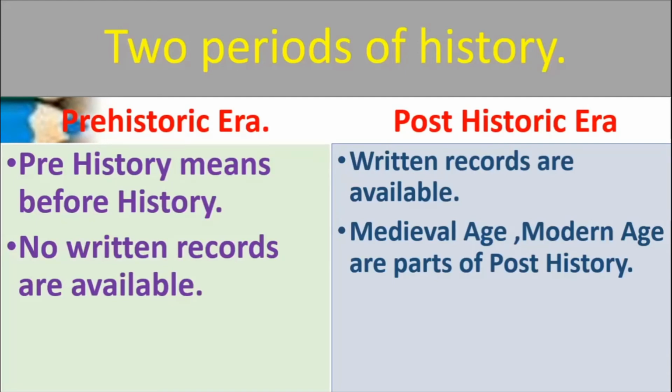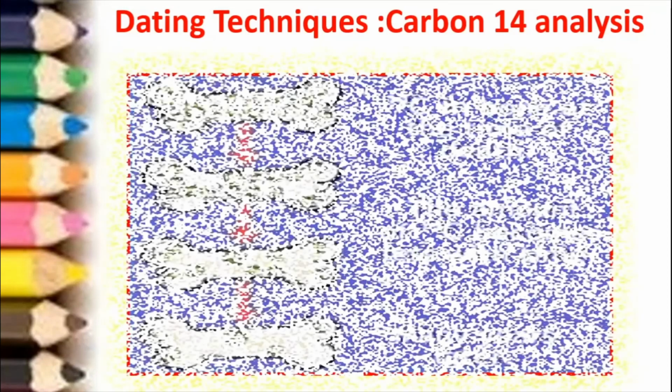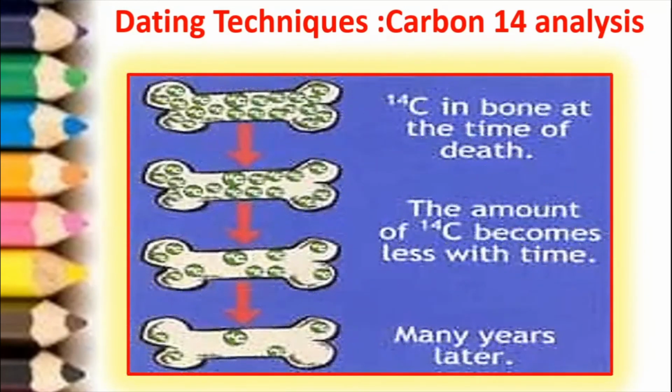Now how do you know how old a thing is? Okay, how do you know? When you talk about something which you get from history, how do you decide whether it belongs to prehistoric era or post-historic era? So you have various methods which scientists use, which are called the dating techniques. And one such method is the carbon analysis technique.